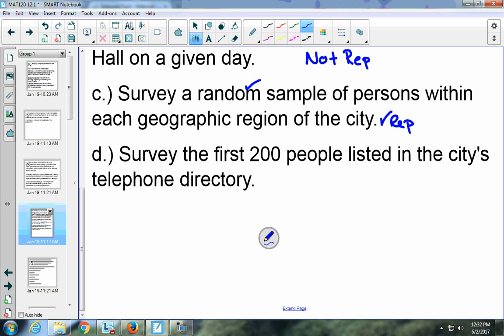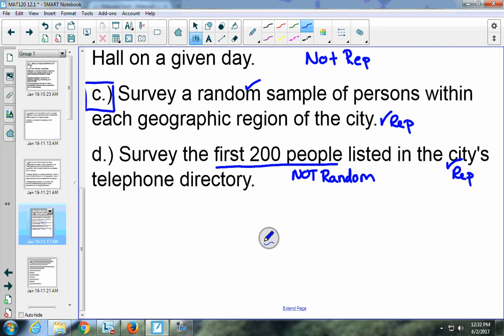D says survey the first 200 people listed in the city's telephone directory. So in this case, it is representative. If they're listed in the city's telephone directory, they're residents of the city. But for the first 200 people, it's not random. Right? People that have a last name that starts with A are much more likely to be surveyed than people with a last name that starts with C or Z. Our final answer then is C. That is our sample that is both random and representative.